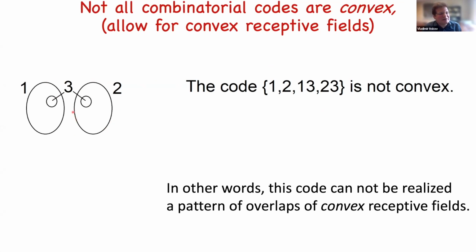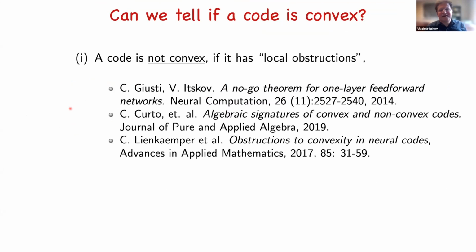So this is just a quick example to show that, okay, not all codes are born equal. Some codes can be represented by convex receptive fields and others cannot. And then, okay, there is quite a lot of mathematical formalism that was developed around this simple idea.